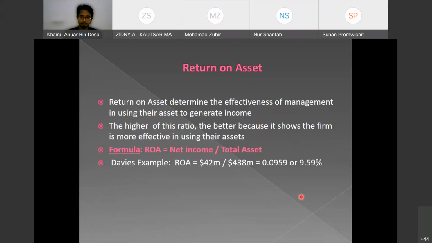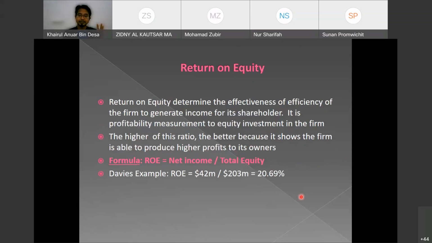Kemudian ini yang akan dilihat oleh pemegang saham, equity, shareholders. So you have to remember, number one, to maximize the profit. Number two, to maximize the shareholders' wealth. Right? To make our shareholders happy. Shareholders always spot their eyes on this ROE, return on equity.